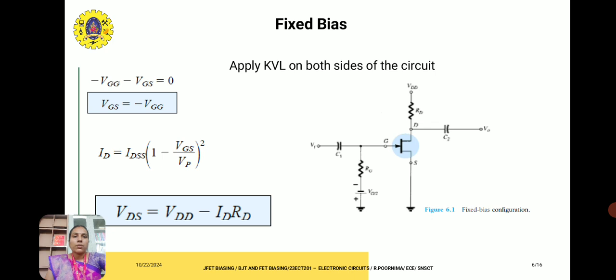We can analyze the fixed bias by applying KVL on both sides of the circuit. For the gate source circuit, minus VGG minus VGS equal to 0. So we get the gate source voltage VGS equal to minus VGG, and drain current ID equal to IDSS into 1 minus VGS divided by VP, the whole squared. This is the general equation for drain current, and drain source voltage VDS equal to VDD minus ID into RD.